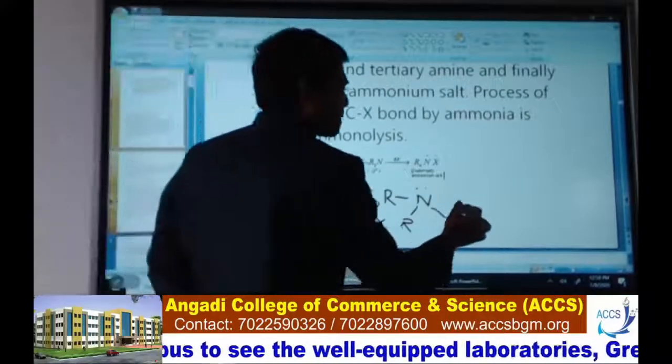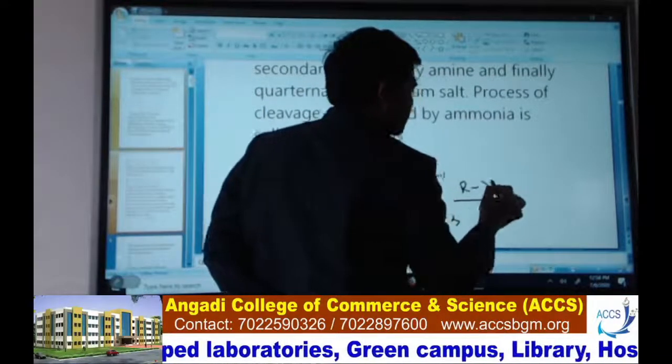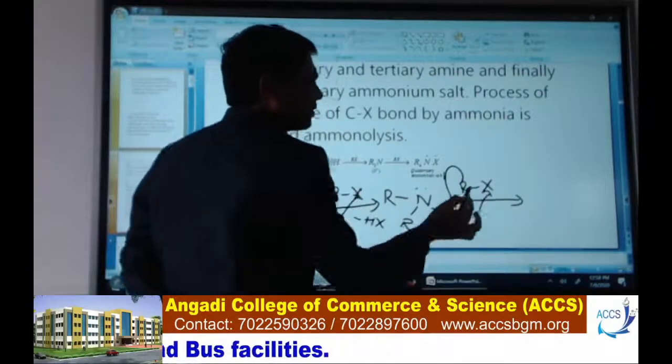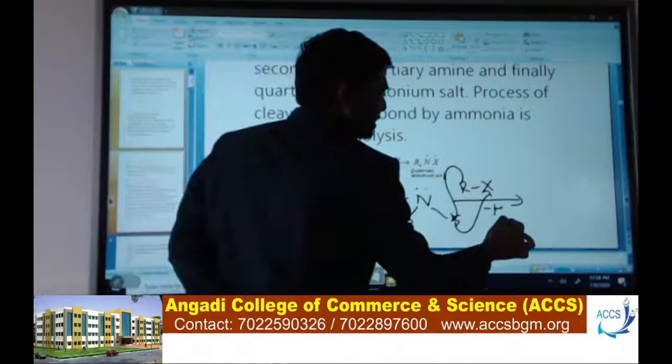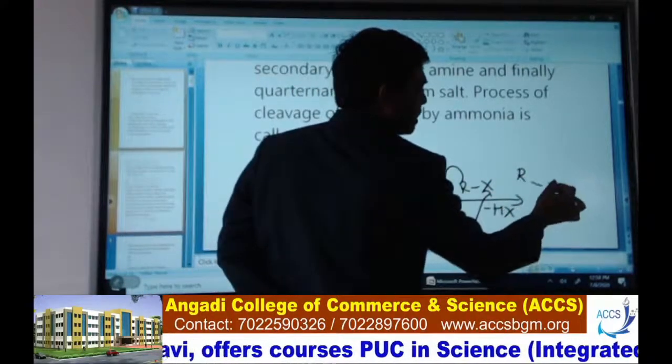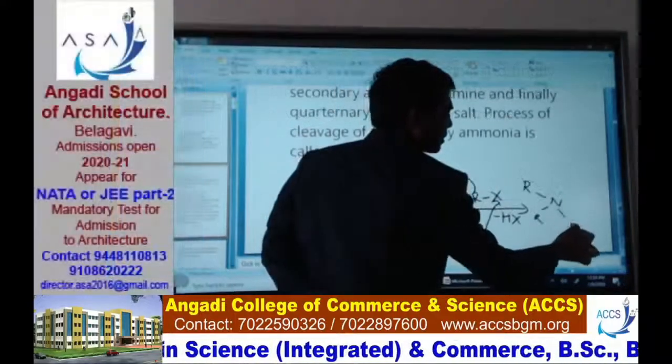Again to this, add RX. That time what happens? Again this R will be coming here. H will be going with X. So it becomes minus HX. And here we get R dash N, lone pair, R.